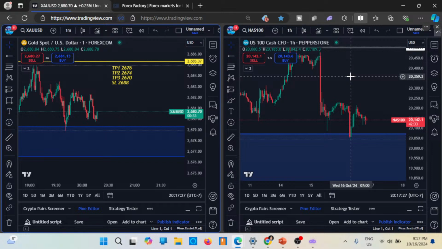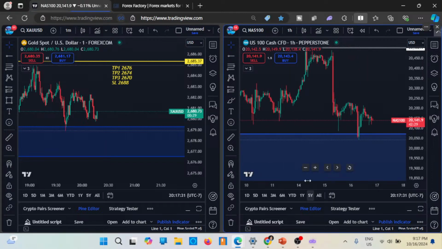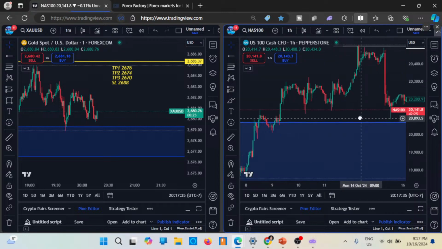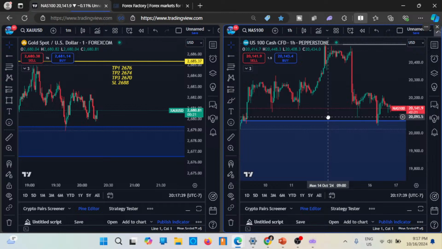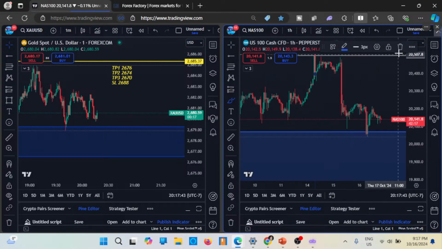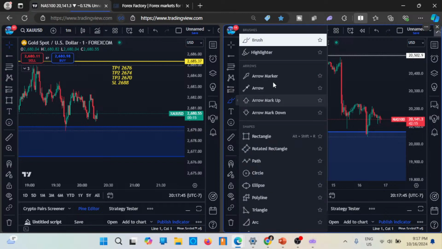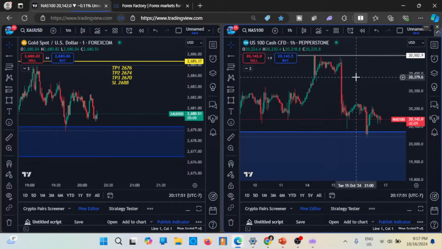Now I'm checking the US 100 on the 1 hour time frame. It is currently in a downtrend. The 1 hour time frame has entered a downtrend. Once we broke below this low here, we broke below this support, the market entered a downtrend right here. We broke that, so we're in this downtrend.